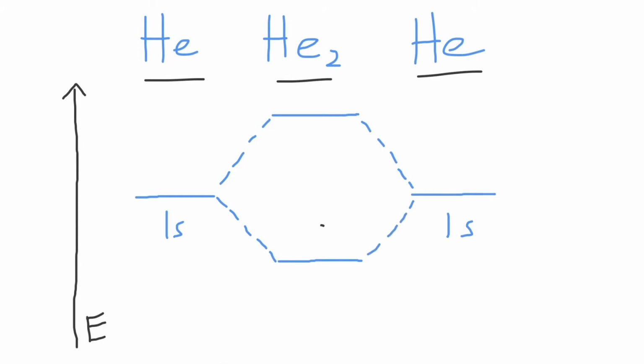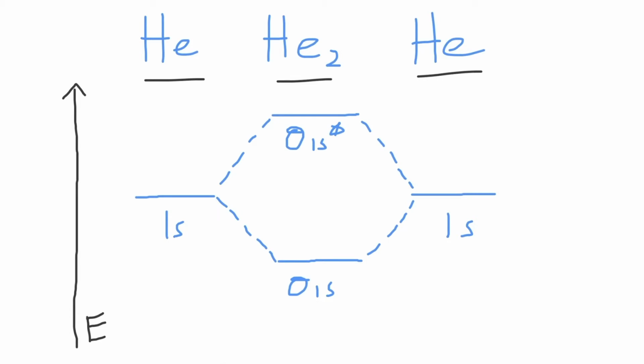The molecular orbital that is lower in energy than the atomic orbitals is a bonding molecular orbital, called the sigma 1s bonding molecular orbital, and the one that is higher in energy is called an antibonding molecular orbital, and it is called the sigma 1s star antibonding molecular orbital.